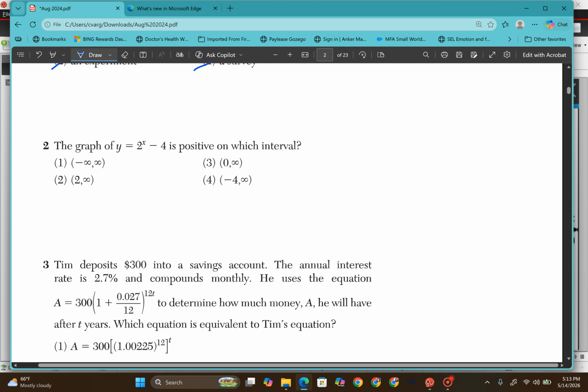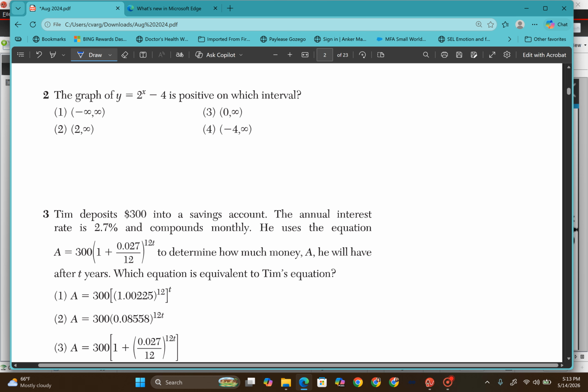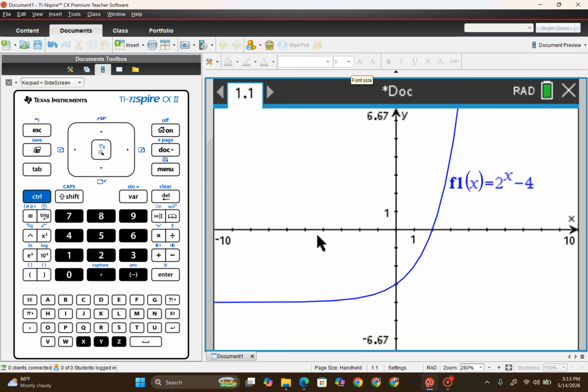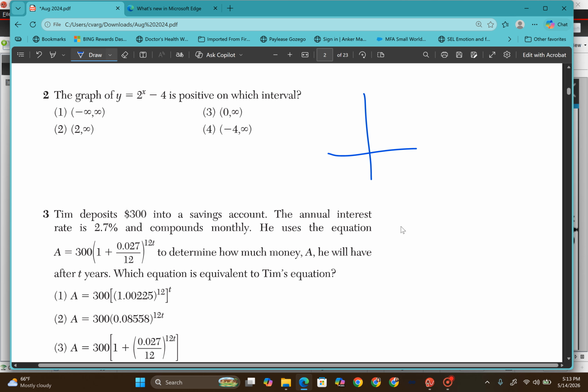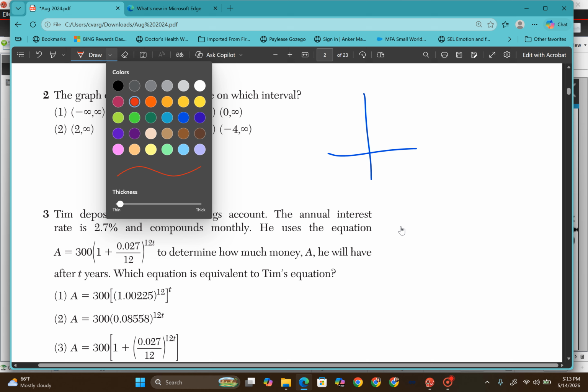So it's an observational study. The next one: the graph of y equals 2 to the x minus 4 is positive on which interval? What we have to do here is look at the graph. So here's the graph right here. I'm just going to sketch it real quick so you can see what's happening. The graph looks something like this.